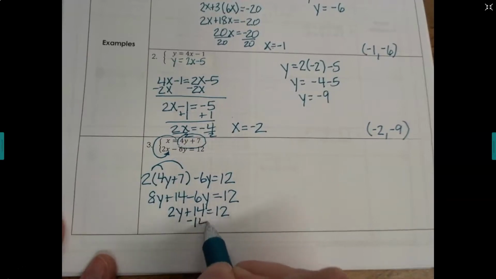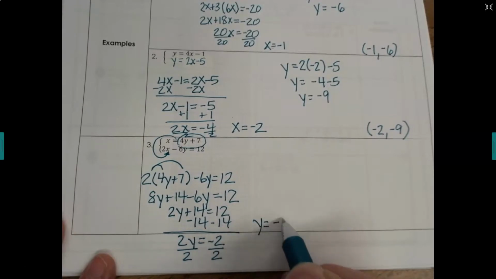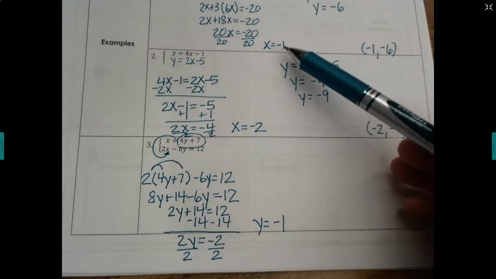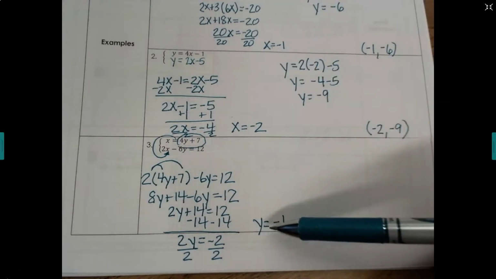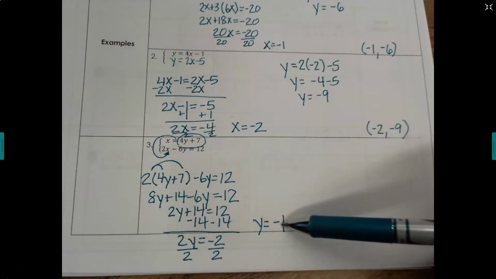Just keep on solving using our inverse operations. I get 2y equals negative 2. And y equals negative 1. So in our previous two equations that we solved, we got x equals, this time we got y equals. That's fine, just make sure you plug it into the y spot. That's the big deal here.